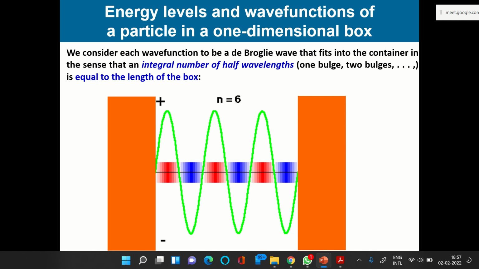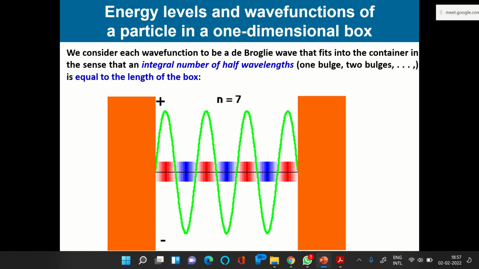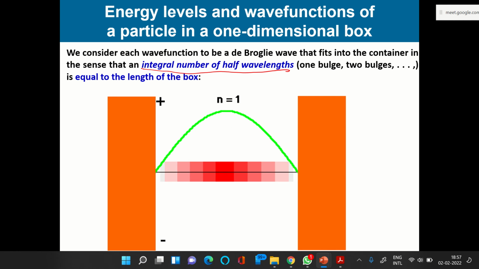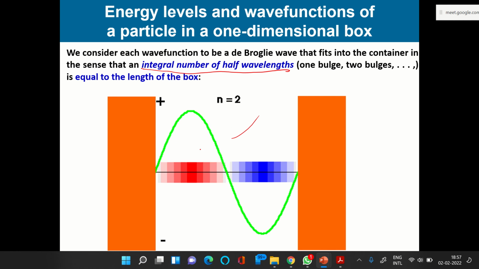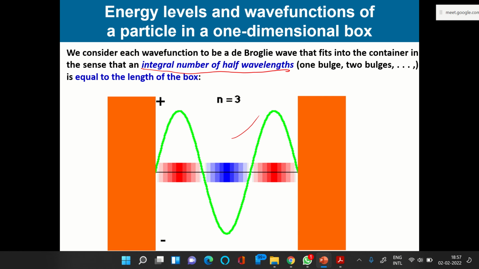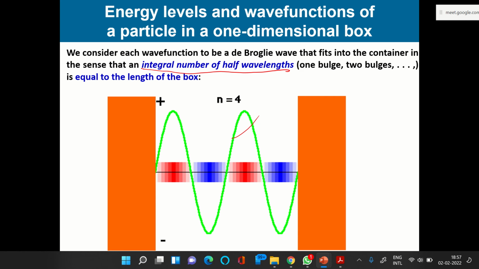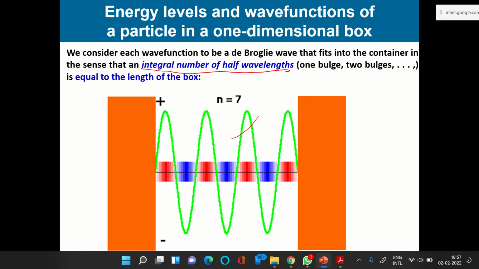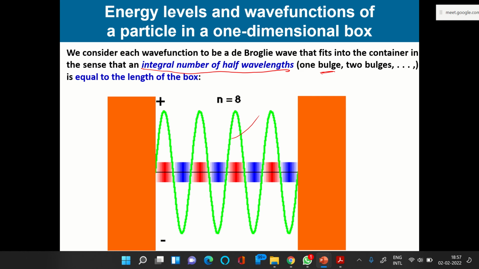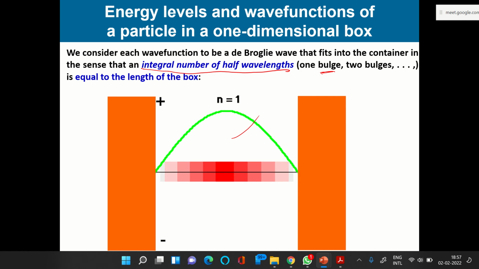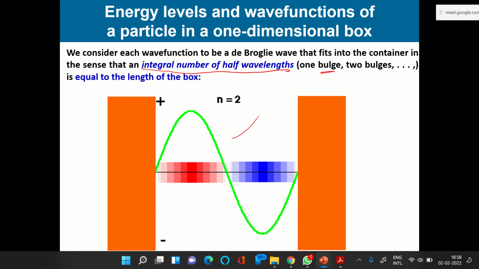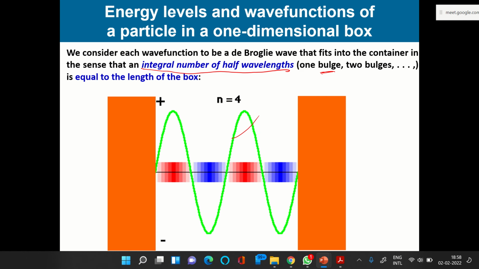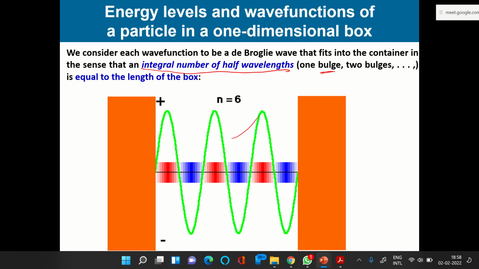So these waves need to be fitted in the box, and they can fit only when they are integral multiples of half wavelengths. One bulge, two bulge, so 3, 4, 5, so n is equal to 5, so there are 5 bulges like this. So this is the bulge, meaning something coming out of the area. So this is one bulge, two bulge like this. So the sum of these should be equal to the L, capital L. So that's what we have to think.